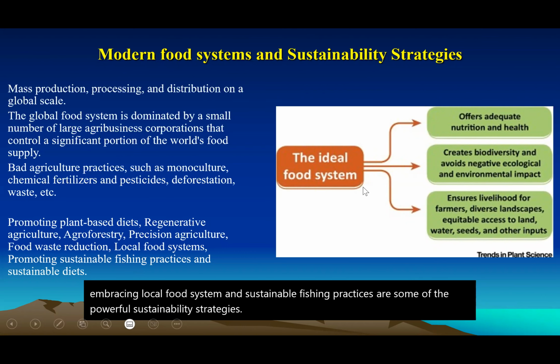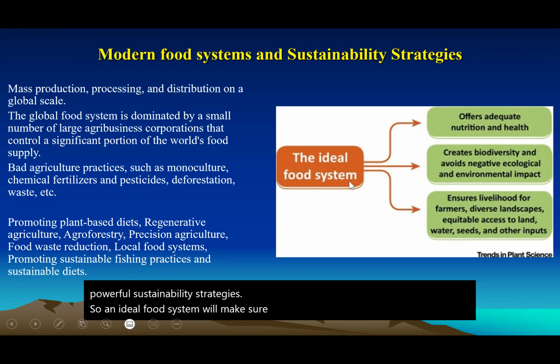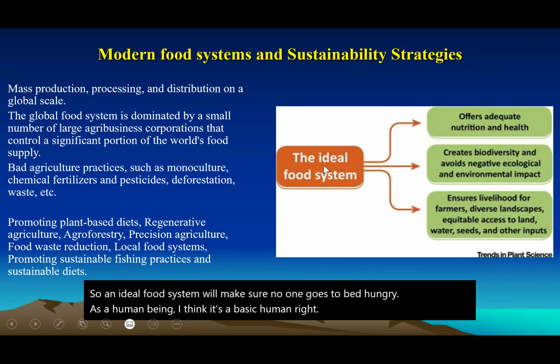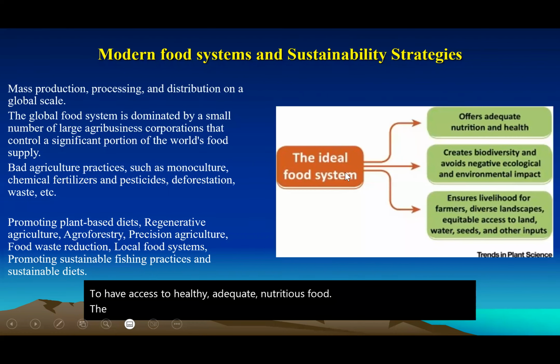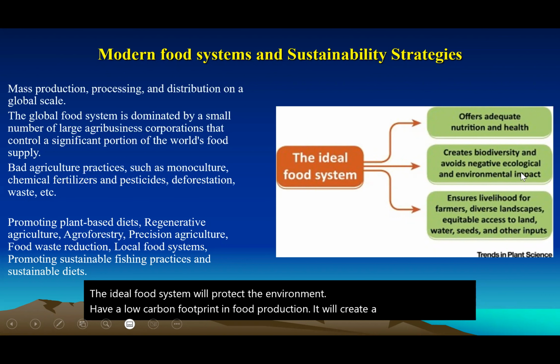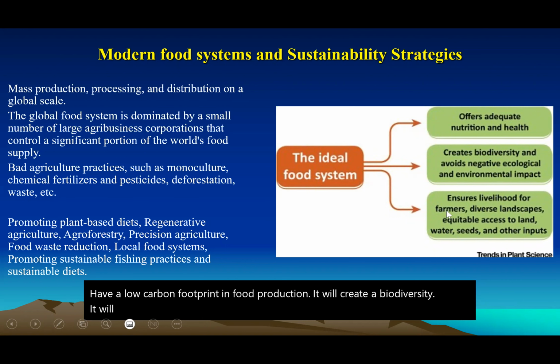So an ideal food system will make sure no one goes to bed hungry. As a human being, I think it's a basic human right to have access to healthy, adequate, nutritious food. The ideal food system will protect the environment and have a low carbon footprint in food production. It will create biodiversity. It will ensure the livelihood of farmers who are working so hard for us. Diverse landscape and a protected soil, land, air, and water.